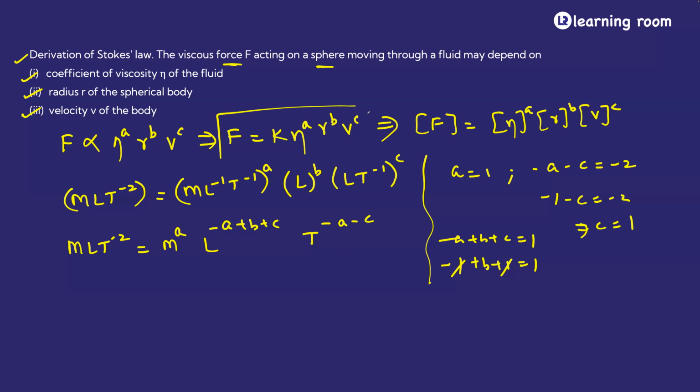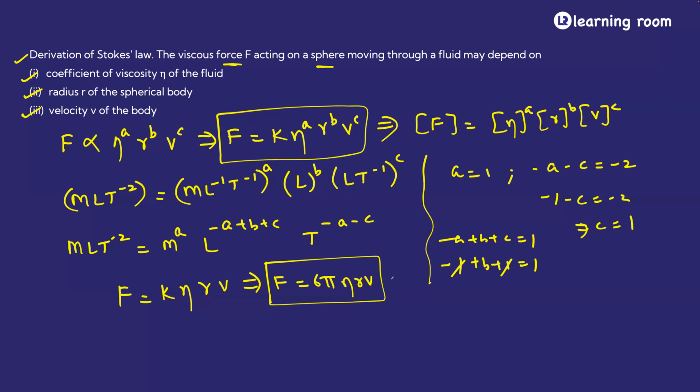If you substitute back a, b, c, you will get F = k eta^1 r^1 v^1. And what is the value of k that was found experimentally? It is 6 pi. So from this we can say F = 6 pi eta r v. Am I clear with this point? Right.